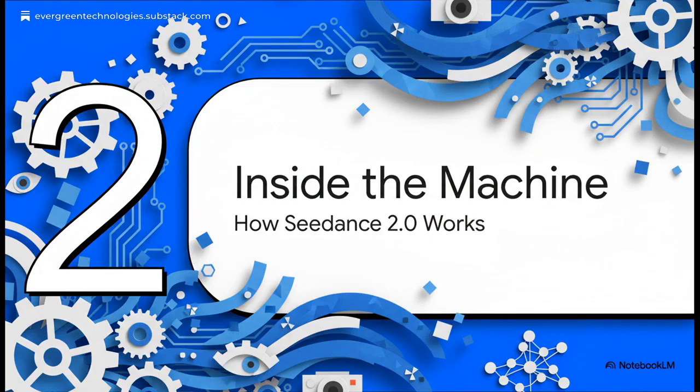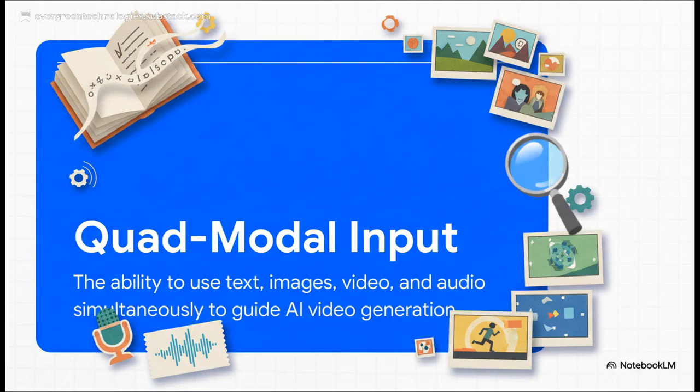So, how in the world does it actually do all of this? Let's pop the hood and get into the mechanics of what makes Seedance 2.0 so different from everything that came before it. Okay, the secret sauce here is this concept called quad modal input. It sounds fancy, but it's pretty simple. Before Seedance, you could use text and maybe an image to guide an AI. This tool lets you throw text, images, video clips, and audio files into the mix, all at the exact same time. It gives you this absolutely incredible level of creative control.